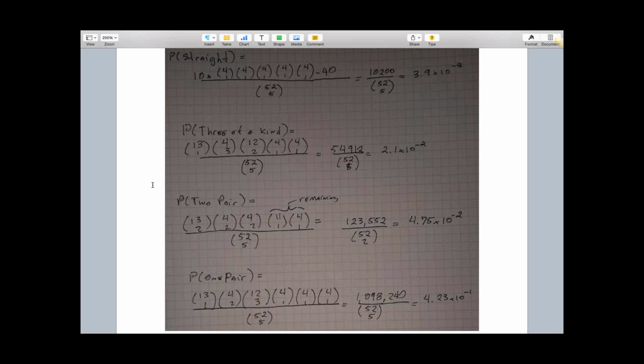One of the ways to think of it would be like an event diagram too. You want to avoid the higher hands and figure out how to do that.